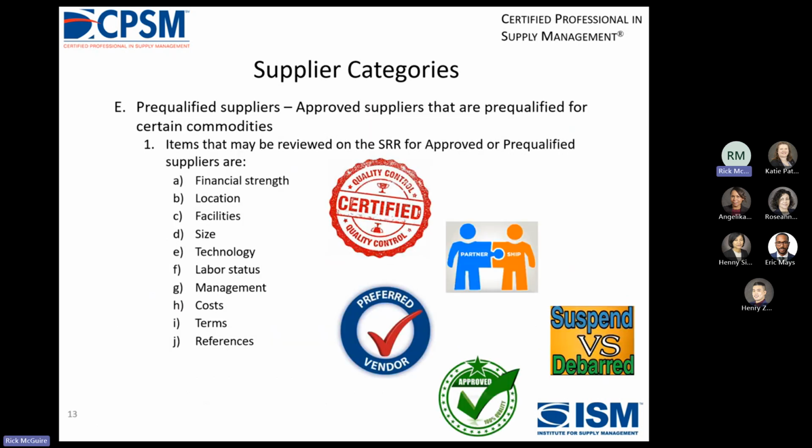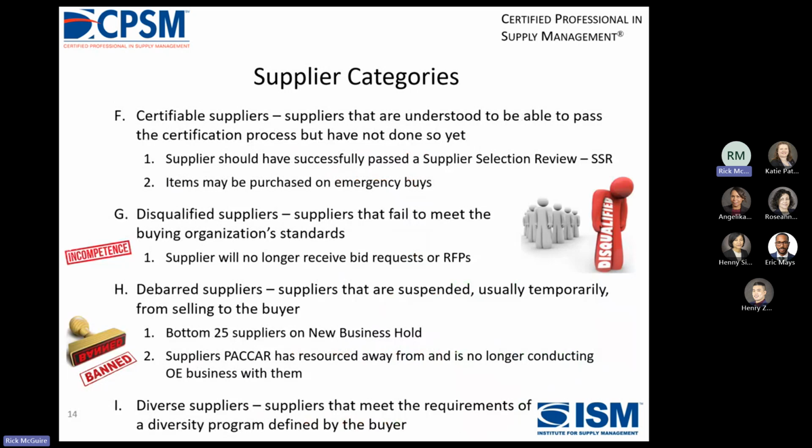Then you got pre-qualified, which is kind of a stupid category, but that's what they have here. Approved suppliers that are pre-qualified for certain commodities. Items may be reviewed on SRR or approved pre-qualified suppliers. We looked at all these things and they've passed. But why not just call them one of the four hierarchical categories? Don't know. Certifiable suppliers. This does not mean that they're nuts. Suppliers that are understood to be able to pass the certification process, but haven't done so yet. Maybe they're waiting on an SRR or something. Suppliers should have successfully passed a review, which is an initial look, and may be purchased from on emergency buys.